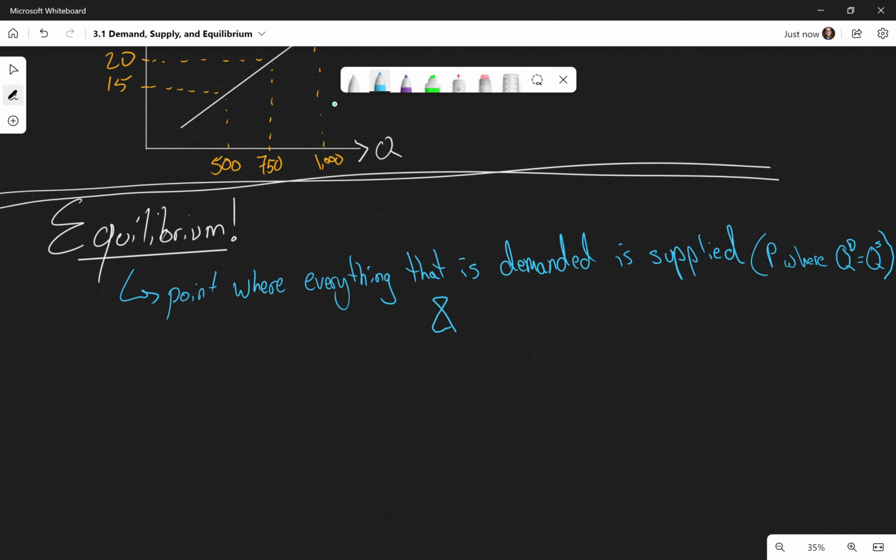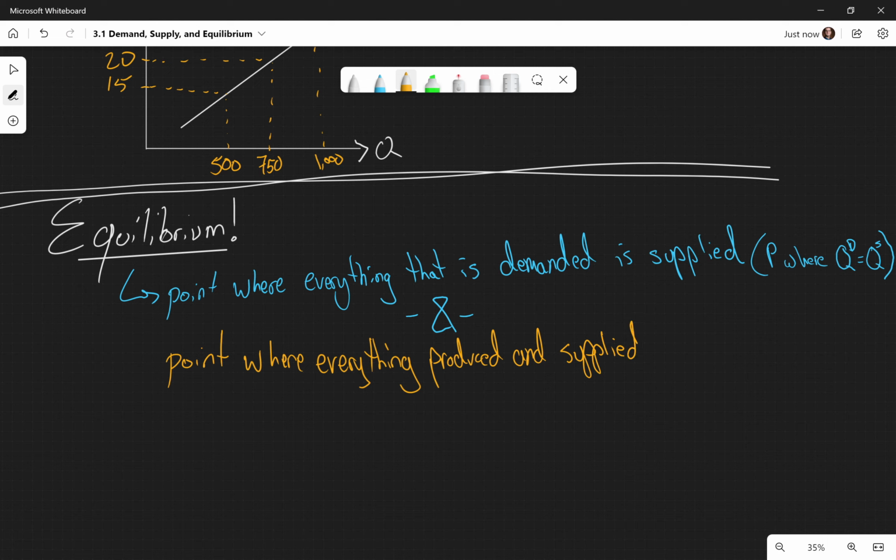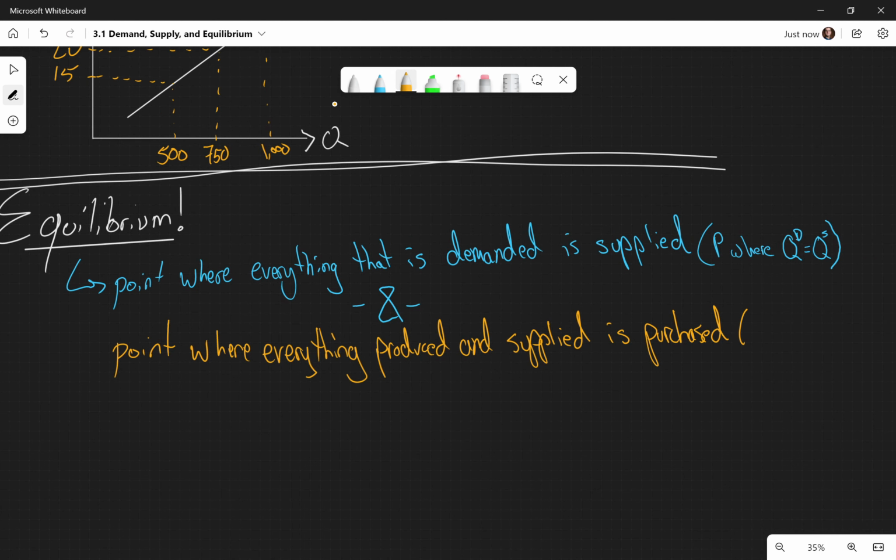And it is the point where everything that's produced and supplied is purchased. So again, this would be the price where the quantity supplied is equal to the quantity demanded.